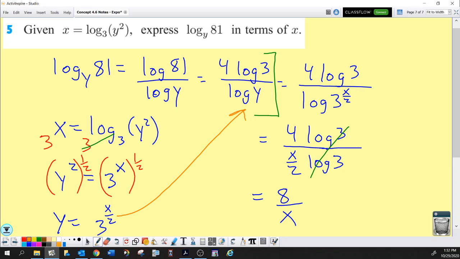This is an exponent in the argument, so I scooted it to the front, which is how I got the next statement. And look what happens. Log 3 cancels log 3, and then 4 over x over 2, I just use keep, change, flip to get 8 over x. And now I actually did record that homework.